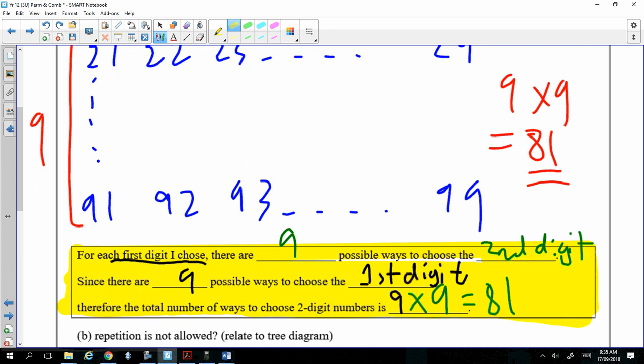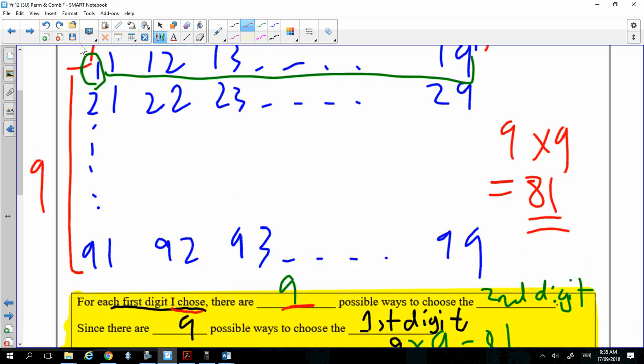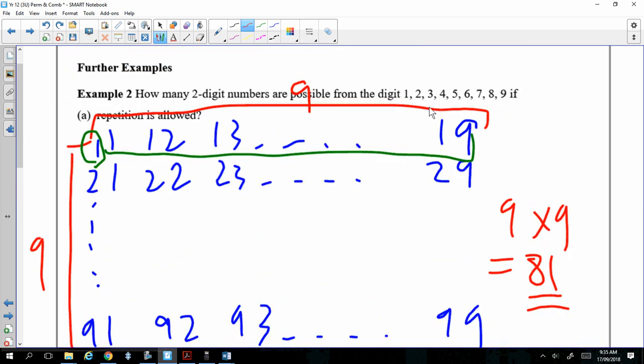So let's read it again very carefully. For each first digit I choose, there are 9 choices for the second digit, because if I choose 1, there are 9 choices, and if I choose 2, there are also 9 choices. And because there are 9 choices for the first digit, the total number of ways is 9 times 9. Alright, so now we can generalize this to the next problem.